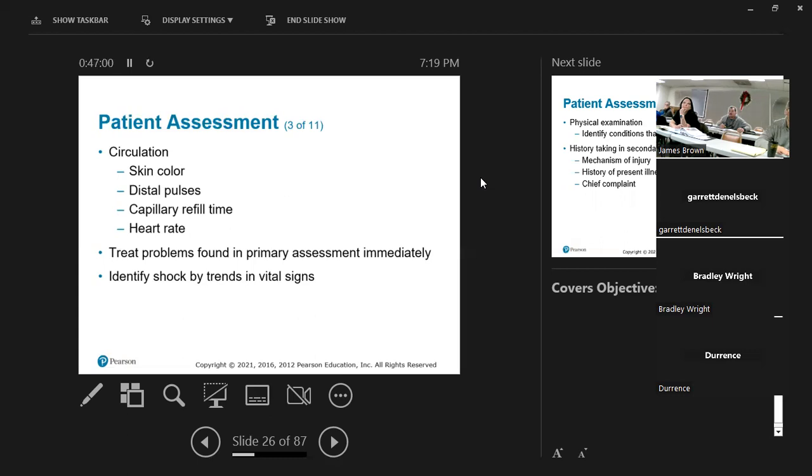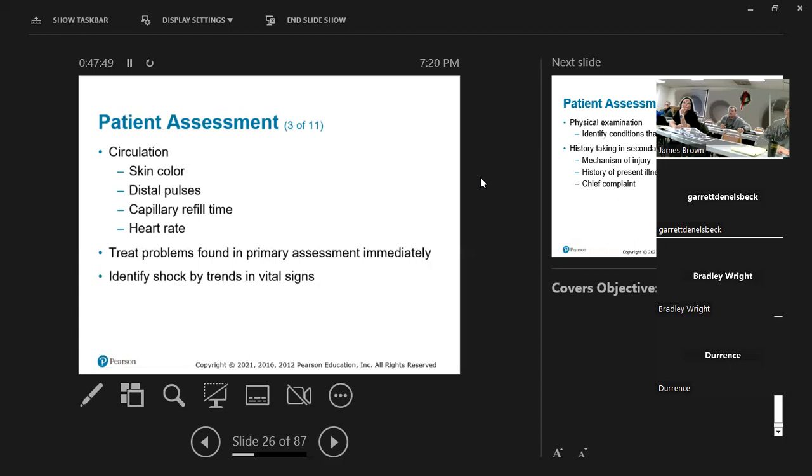So circulation. Knowing what we know about compensation, what are some things that we might see in terms of circulation? Skin color: are they going to be warm, pink, and dry, or are they going to be cold, clammy, diaphoretic, and in worst cases, cyanotic? Distal pulses. What can you possibly expect? Maybe not slow, but you may not feel a good palpable pulse in the distal. Starting from the outside working in, you're probably going to find better pressures up in the carotid versus in your radial pulse, especially with somebody in shock.